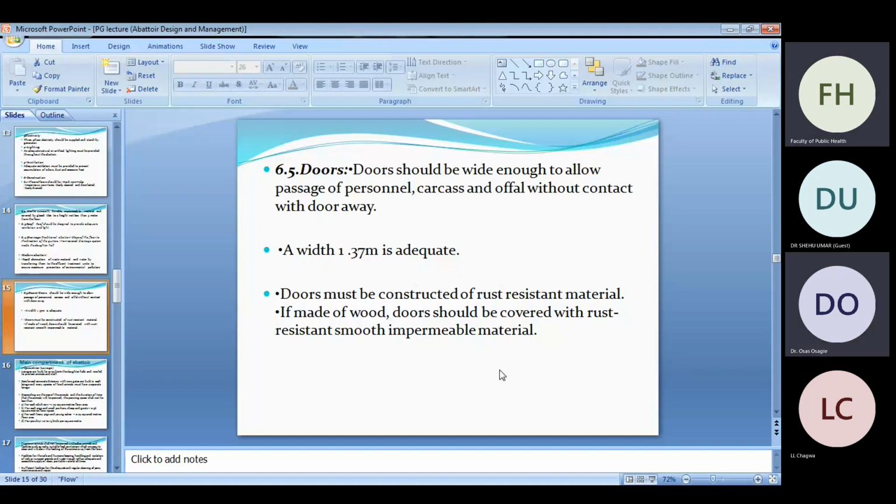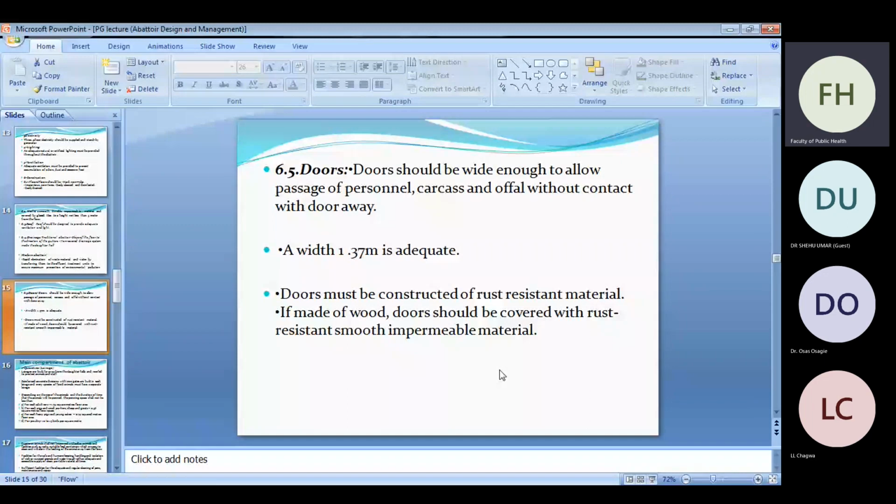It will maintain a width of 1.737 meters, okay for the door. The door must be constructed of a rust-resistant material. If made up of wood, the door will be covered with rust-resistant, smooth, impermeable material. This can easily help in cleaning.